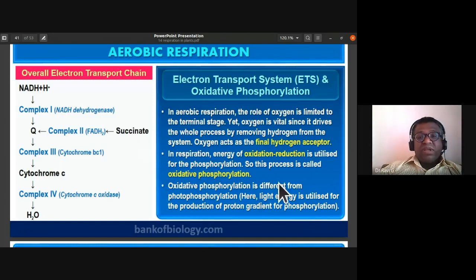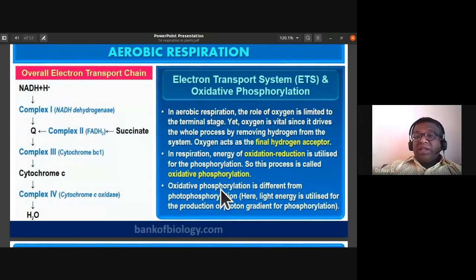Oxidative phosphorylation is different from photophosphorylation. In photophosphorylation, light energy is utilized for the production of a proton gradient for phosphorylation. It takes place in photosynthesis, requires light, and takes place during the light reaction.